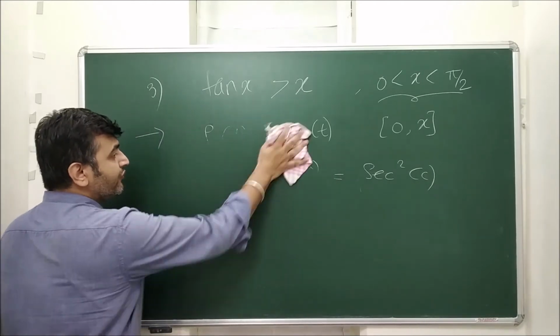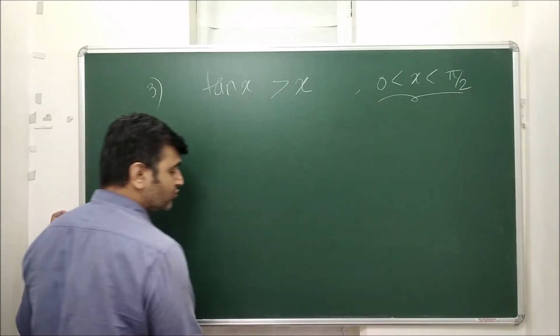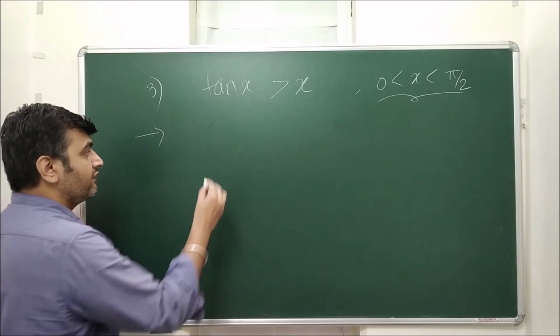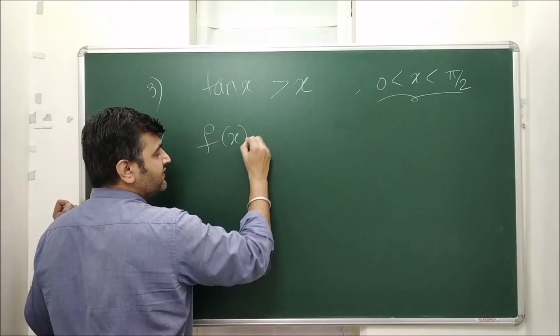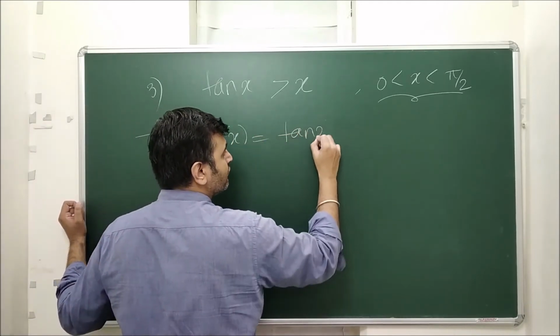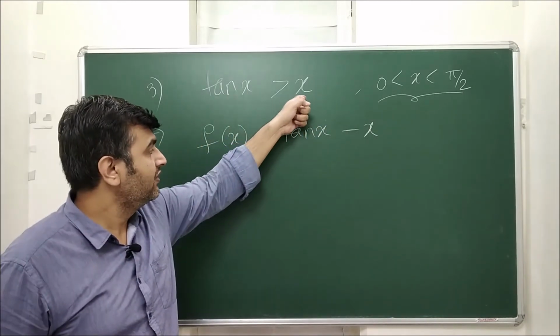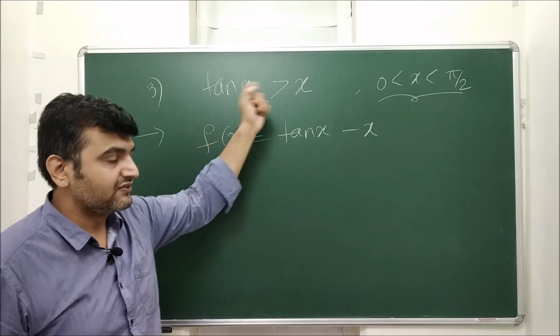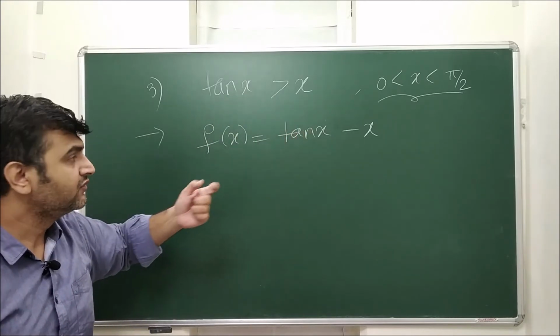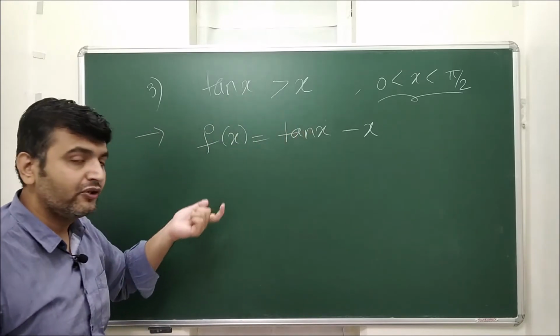But now suppose you don't know, if you're not able to choose the function or the interval, then what should you do? Then comes the increasing, decreasing nature. So what you do is, you take one of them on either side. Either you take x on the left side or tan x on the right side, whichever way you want. So this is my function. Now you try to find the derivative.